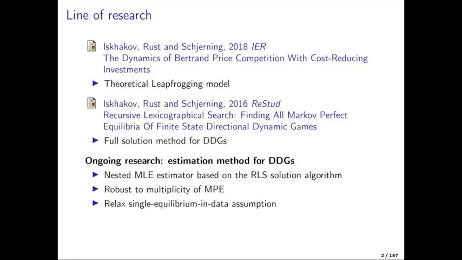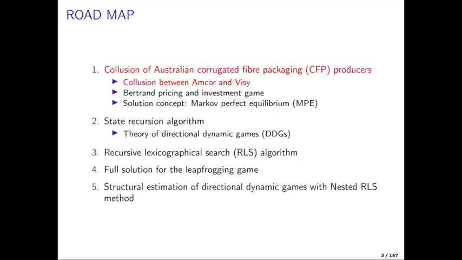Given this full solution method, we can embed it in a nested maximum likelihood estimator. It's similar to the nested fixed point algorithm, but the inner loop, where you need to solve all Markov-perfect equilibria, is done by the recursive lexicographical search algorithm that we develop in this paper. I'm going to talk about that later. It's robust to multiplicity of Markov-perfect equilibria, and we can relax the single equilibrium in the data assumption that's frequently used in the literature, in a relatively straightforward way. Anyway, this is the background for this lecture.